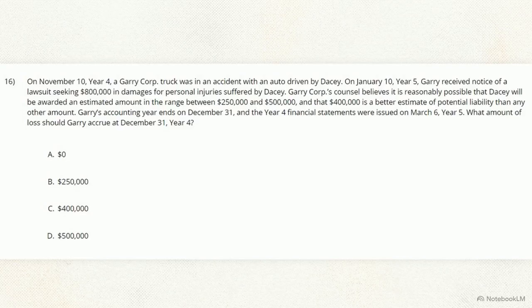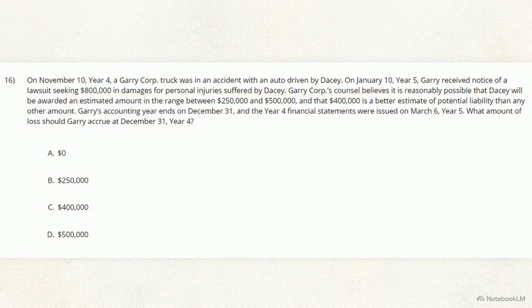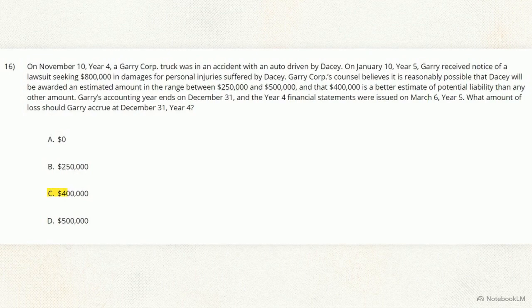In this truck accident scenario, counsel provides an estimated range of damages between $250,000 and $500,000, noting that $400,000 is a better estimate than any other amount in that range. For ranges, GAAP requires companies to accrue the amount that serves as the better estimate. For Gary Corporation, this dictates a $400,000 accrual.